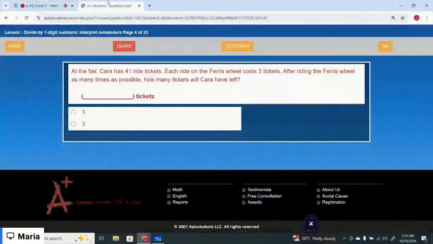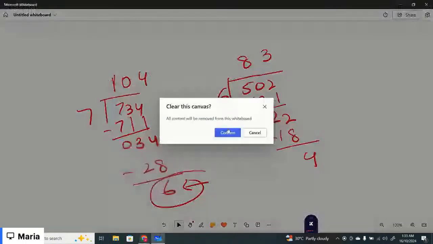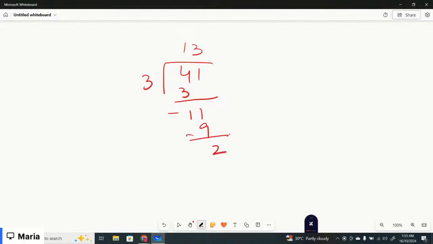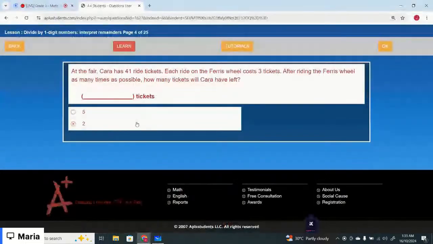The correct option is 2. You have to divide 41 by 3. So 3 times 13 is 39 and you are left with 2. You can go for 3 times 1 is 3 and 11. 3 times 3 is 9 and you have 2. So that means if you divide 41 by 3, the remainder is 2. So the correct option is 2. Option number 2 is the correct option. Got it?